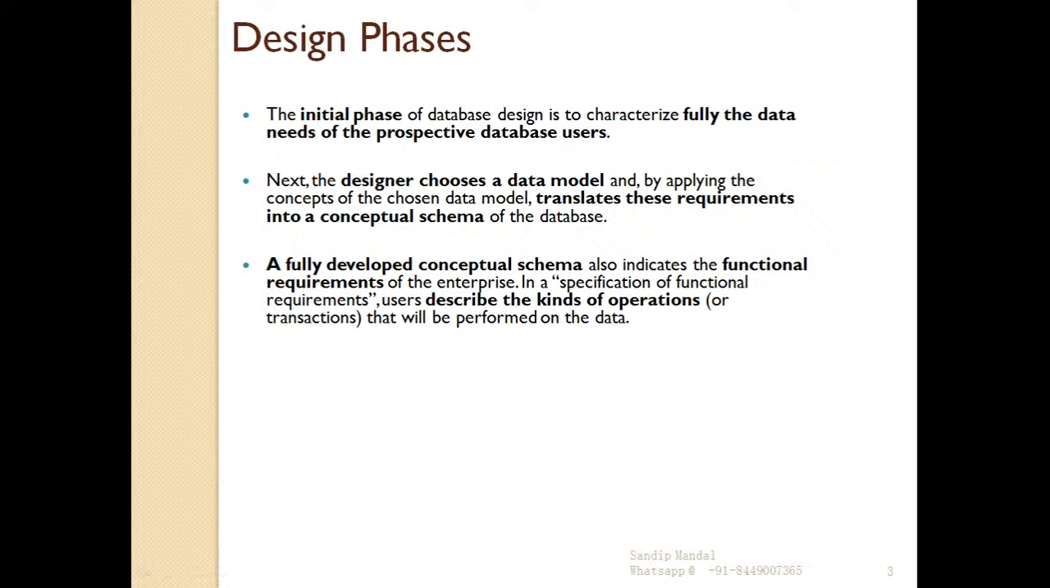A fully developed conceptual schema also indicates the functional requirements of the enterprise. Means in a specification of functional requirements, users describe the kinds of operations that will be performed on the data. Meaning is that, for example, you are considering a project. The example I already gave you: project group and teacher are connected through a relationship. What is the relationship? It's project guiding.